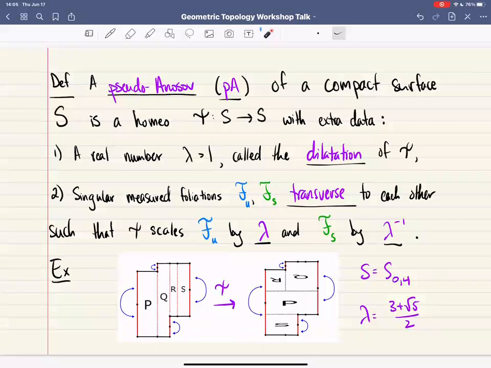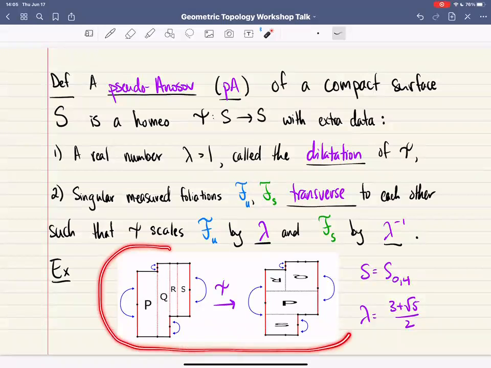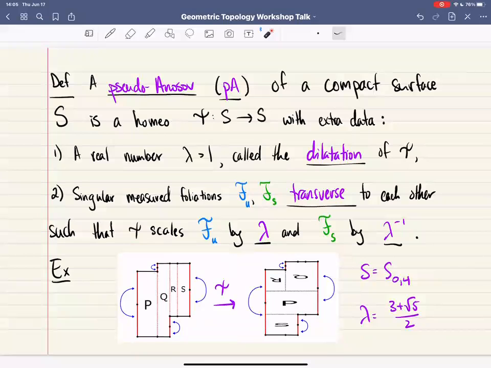Okay, here's a picture of a pseudo-Anosov. This is on a sphere with 4 punctures, and we can see what the pseudo-Anosov is doing to the sphere by looking at its action on each of these 4 rectangles making up the sphere. It's taking each one, shrinking it by the inverse of this number, and stretching it horizontally by that number, and then placing it back down in the surface somewhere.